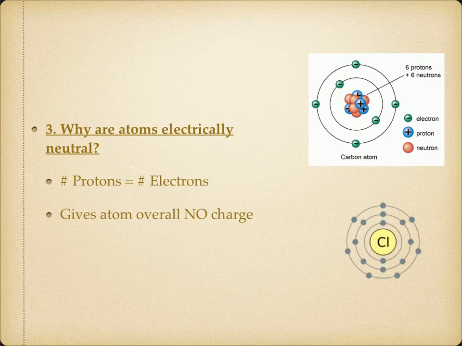Why are atoms electrically neutral? Atoms are electrically neutral because the number of protons is equal to the number of electrons, meaning the number of positive charges will be equal to the number of negative charges, effectively canceling the charge out, giving the atom an overall charge of zero or no charge.